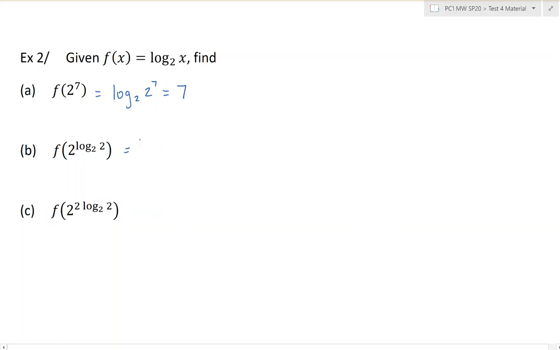Here I have the log base 2 of 2 to the log base 2 of 2. We have that power rule that says the exponent on your argument can come out in front and be the coefficient of the log. So that would be the log base 2 of 2 times the log base 2 of 2. And so now I can see the log base 2 of 2 is 1. The log base 2 of 2 is 1. So that's going to be 1 times 1, which is 1.